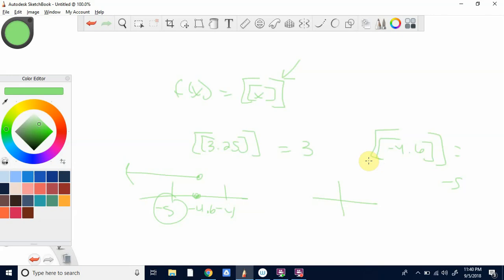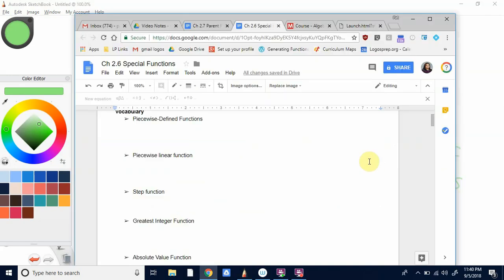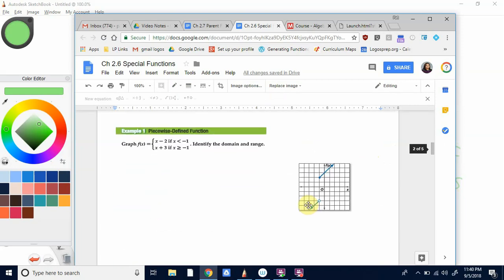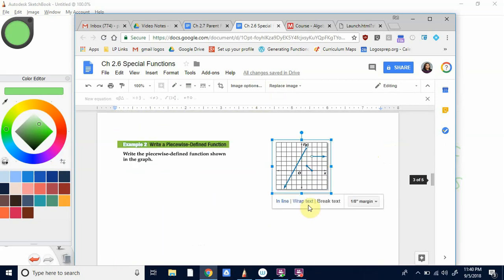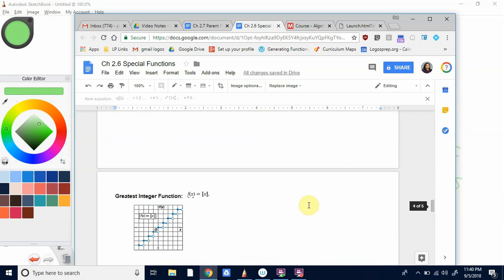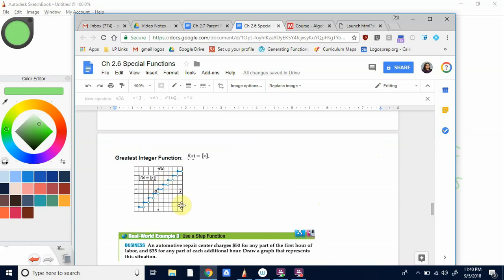Okay, so let's look at what a greatest integer function graph looks like. This is the greatest integer parent function. If you notice, it starts with a closed dot on the left and an open dot on the right. Think of these as steps.